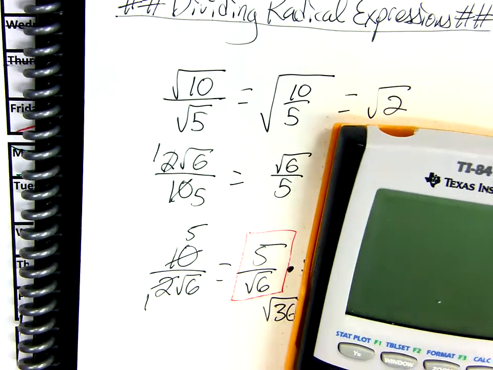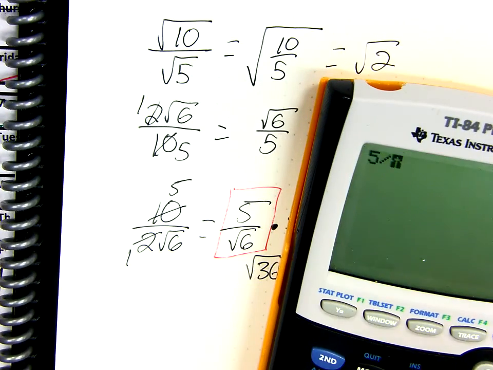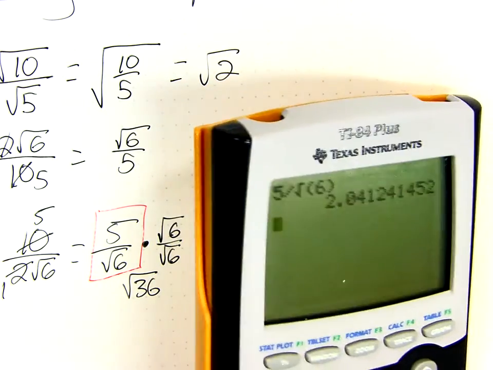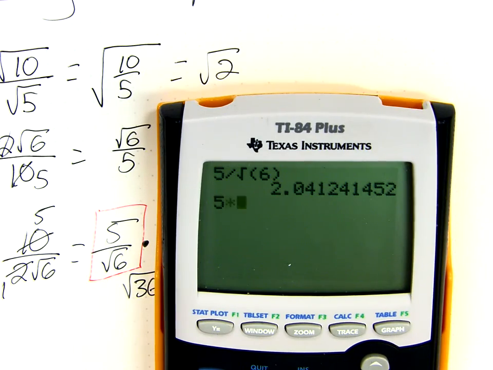So 5 divided by root 6, let me show you. 5 divided by the square root of 6 is that crazy number. Okay? So I should get the same exact thing when I do 5 times the square root of 6.